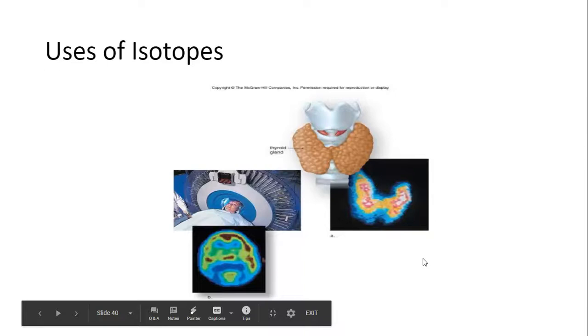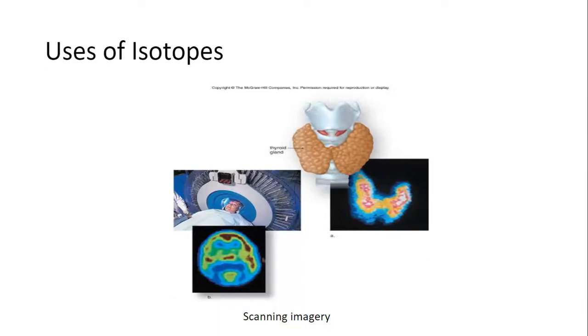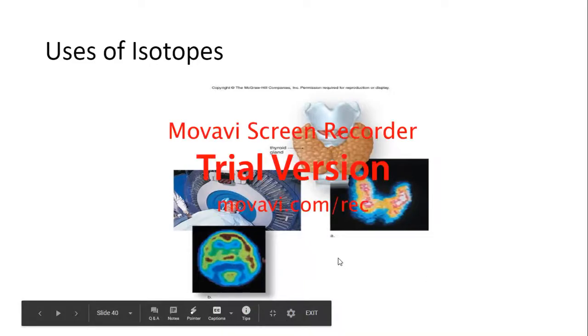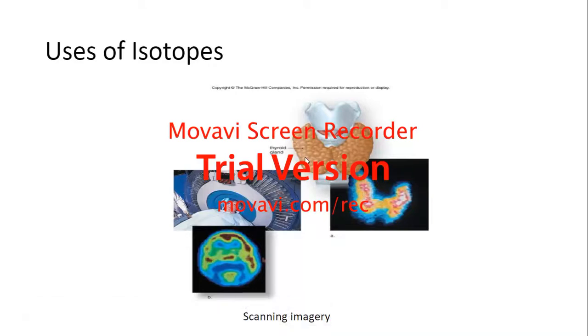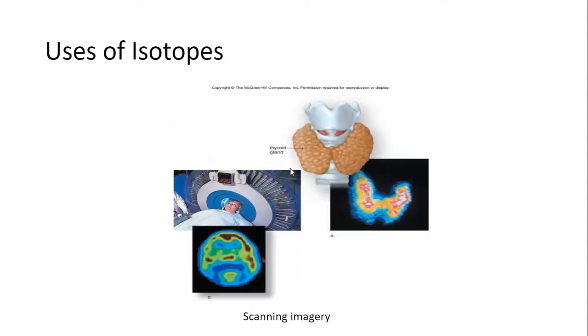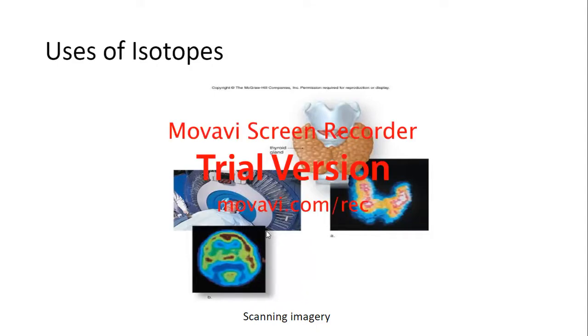This is showing you giving someone, I would imagine, radioactive iodine. The thyroid gland needs iodine to synthesize the thyroid hormone. So I would imagine what they're doing here is they gave a radioactive solution of iodine, which is going to concentrate in the thyroid gland and allow you to image it.